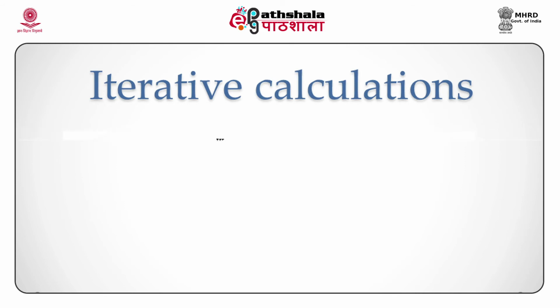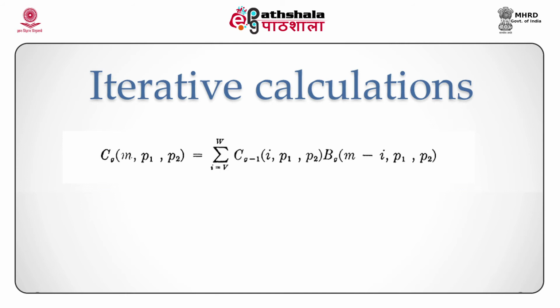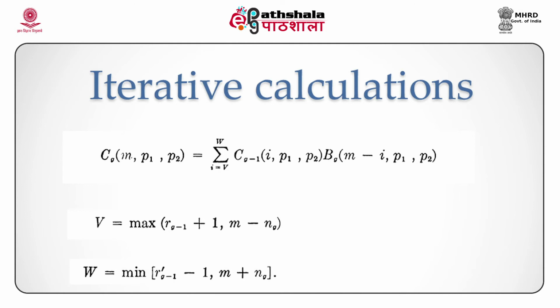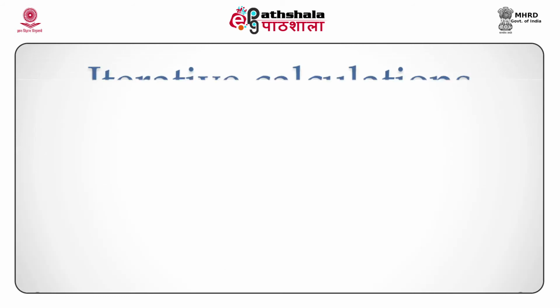Iterative calculations then are specified by Cg of m, P1 P2 equal to summation i equal to v to w of Cg minus 1 of i, P1 P2 into Bg of m minus i, P1 P2, where v is the maximum of Rg minus 1 plus 1 and m minus ng, and w is the minimum of Rg minus 1 dash minus 1 and m plus ng. Thus, the probability that S1 plus S2 and so on is equal to m at the gth stage is the probability that it is equal to i times the probability that the remainder is equal to m minus i, summed over all eligible values of i and m minus i.